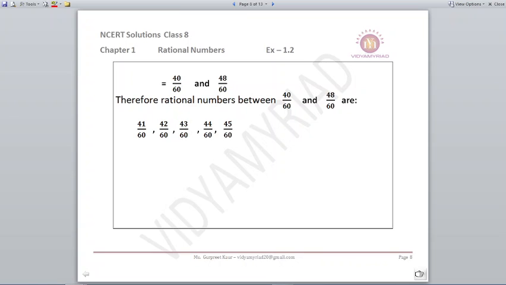So in between these, how many numbers are there? 41, 42, 43, 44, 45, 46, 47. So there are 7 numbers, but we only want 5. You can pick any 5 from these.